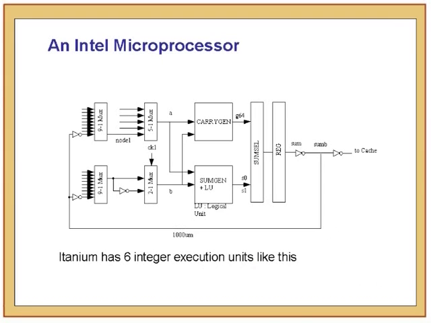This is an Intel microprocessor, nothing great to show here. It is Itanium, which has 6 integer execution units like this. And you can see there are some muxes, some units which are registers, sums, and cache. So these are essentially logical units, which do carry generation, sum generation. So arithmetic is most important.